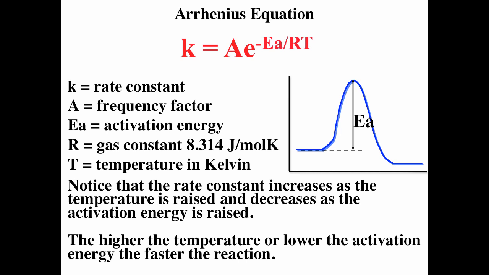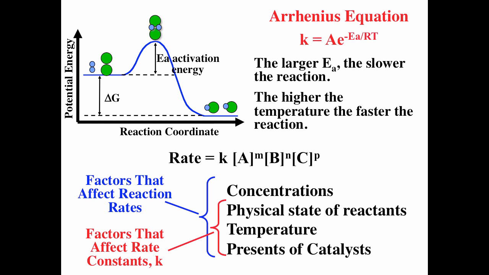And so the higher the temperature, the faster the reaction. The lower the activation energy, the faster the reaction. And remember, the larger the k, the faster the reaction. And remember, a long time ago, we talked about factors that affect rates: concentration, physical state of reactants, temperature, and presence of a catalyst. So those things affect reaction rates. Physical state, temperature, and presence of a catalyst affect the rate constant.